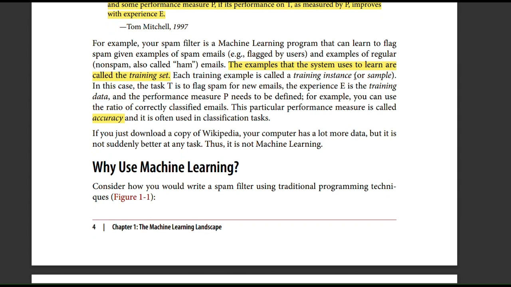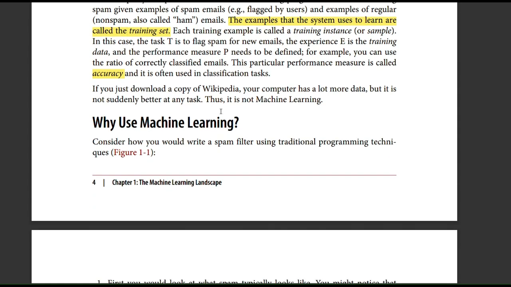Each training example is called a training instance or training sample. The task T here is to classify an email as spam or not. The experience E is the training data, the experience that the machine gains as it trains on the training data. And the performance measure P can be defined by the user or the programmer specifically.